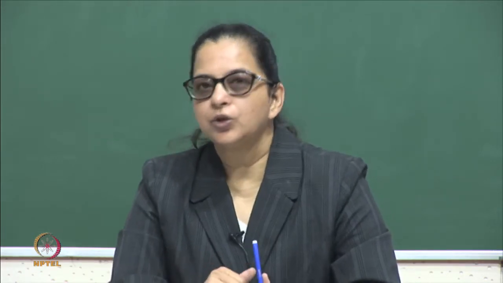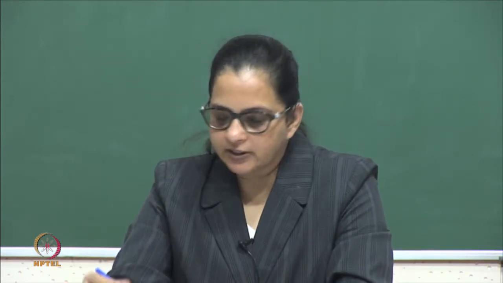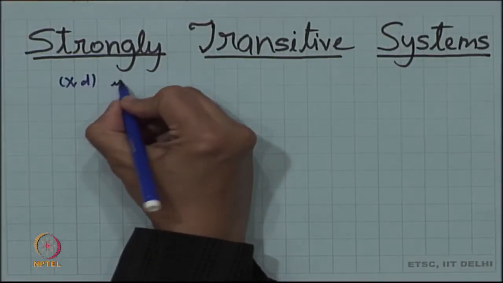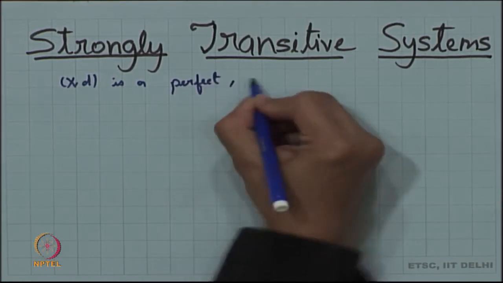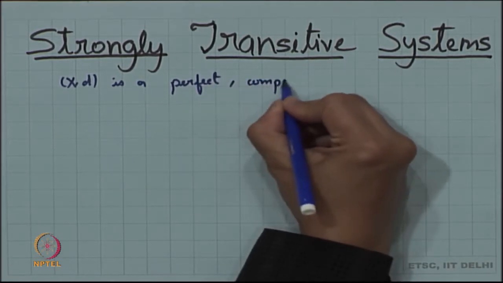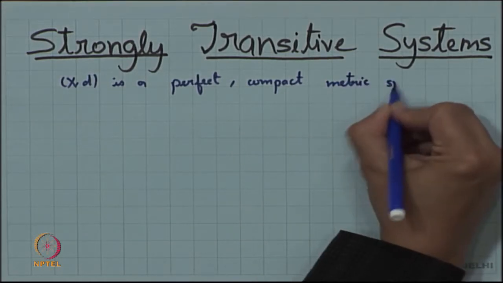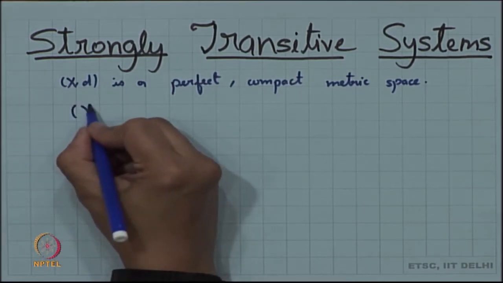Welcome, students. Today we will be looking into strongly transitive systems. To look into that, we again look into our assumptions. Our assumptions are again the same. Our (X, d) is a perfect compact metric space, and (X, f) is our dynamical system.